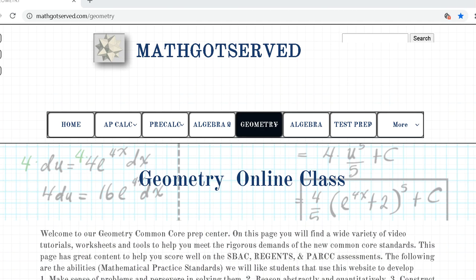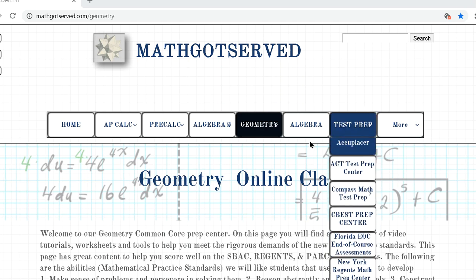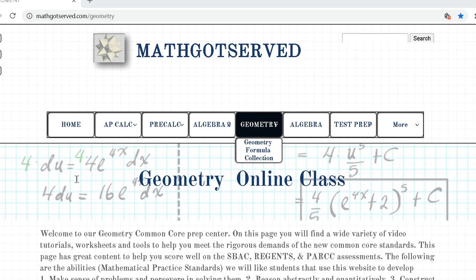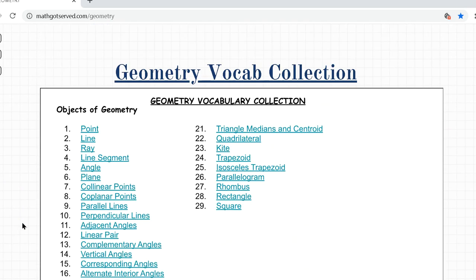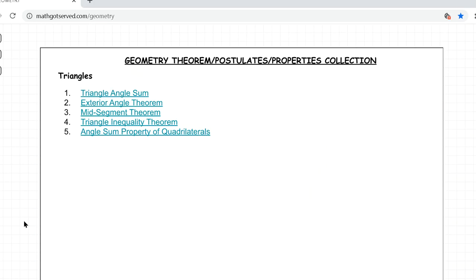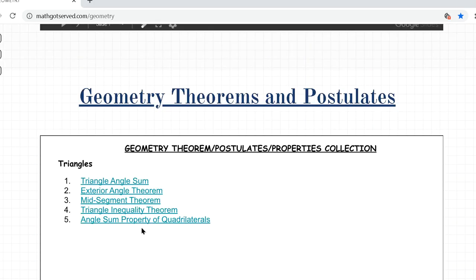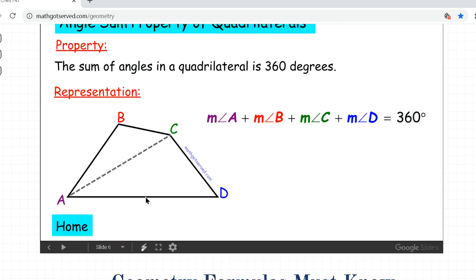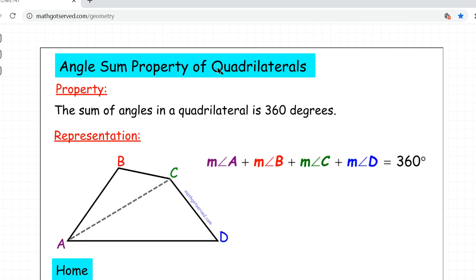Alright, before we get started with some examples, let's take a look at what the angle sum property of quadrilaterals is. Alright, so this is our website, mathgotserved.com/geometry. So let's scroll down. So we have the vocab section, theorems and postulates, and formulas. Let's go back to theorems and postulates. So we're looking at number 5. Number 5 is the angle sum property of quadrilaterals. This is what we're going to be using for this presentation, all right?